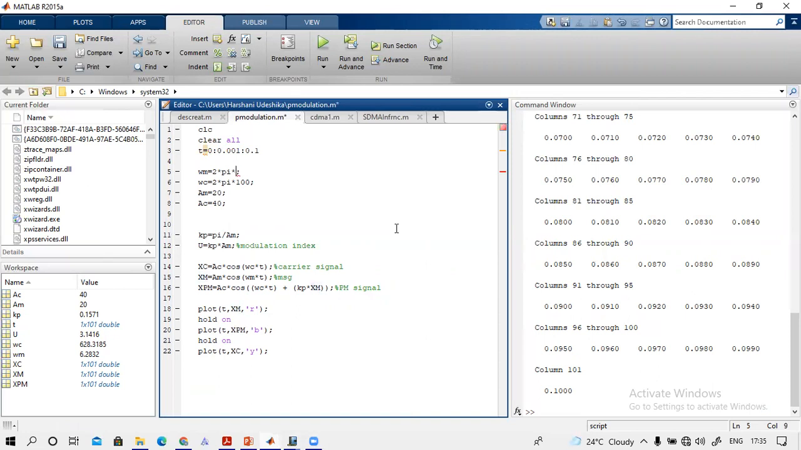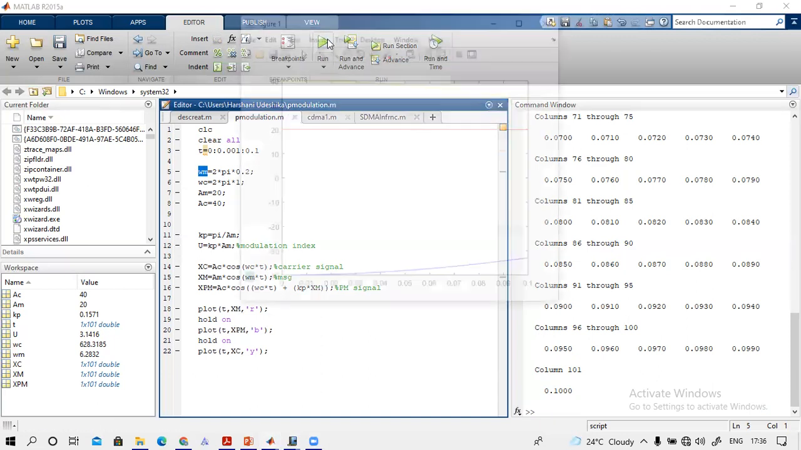Because with this high frequency, we can't plot it in one range. We can plot it separately, but not in one range, because one frequency is much higher than the other. So let's say it is 0.2 or something. I will put this as one. Here I select omega m as 5/10 and omega c as 2/5. So the carrier frequency is 20 times greater than the modulating frequency. Let's look at this one.